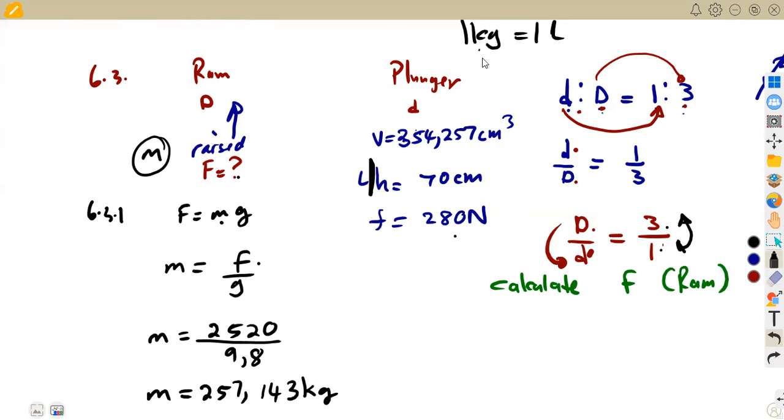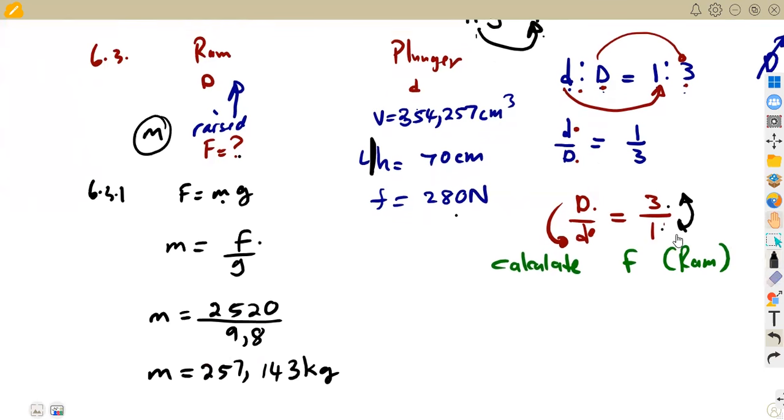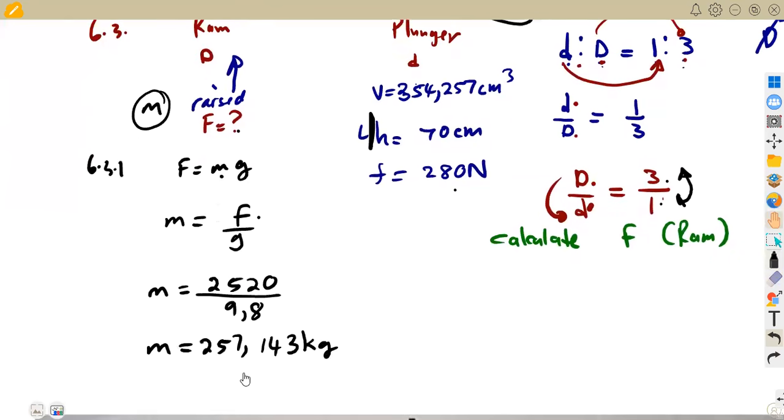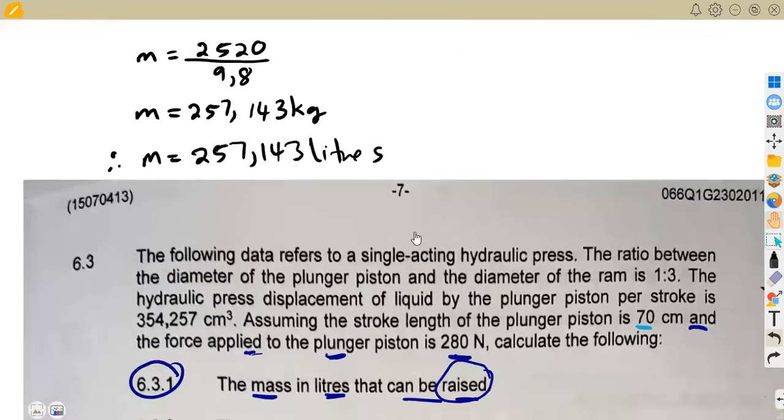That's why I talked about this conversion. A kg is equivalent to 1 liter. So it simply means, therefore, our mass, because it's 1 to 1: if this is 1, this is 1. So if our mass is 257, it means our mass is also 257.143 in what? In liters, because it's a 1 to 1 ratio. If this is 1, this is also 1. If this is 2, this is also 2. That's a 1 to 1 ratio. All right, that's it.